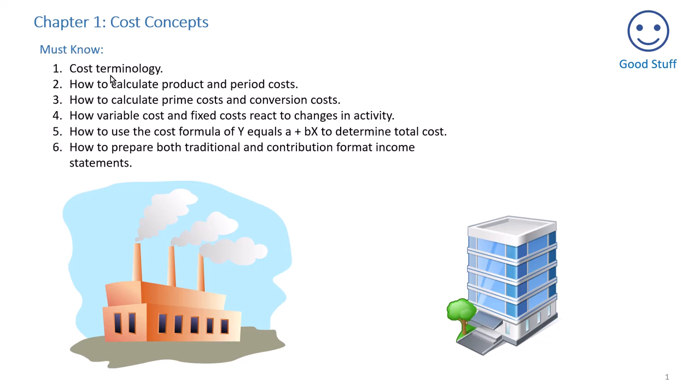Cost terminology. 2. How to calculate product and period costs. 3. How to calculate prime costs and conversion costs. 4. How variable costs and fixed costs react to changes in activity. 5. How to use the cost formula of Y equals A plus BX to determine total costs. And 6. How to prepare both traditional and contribution format income statements.